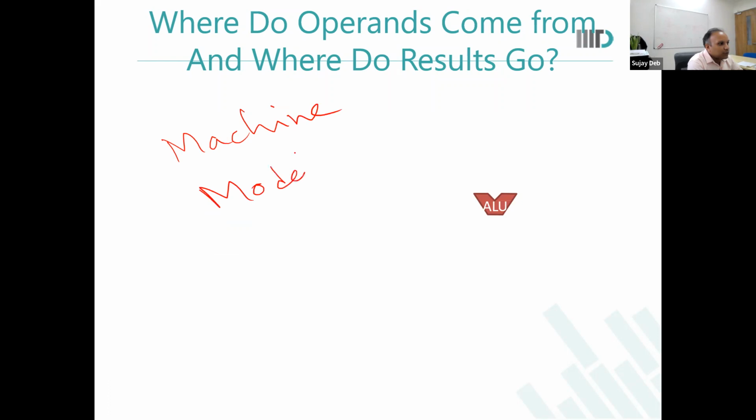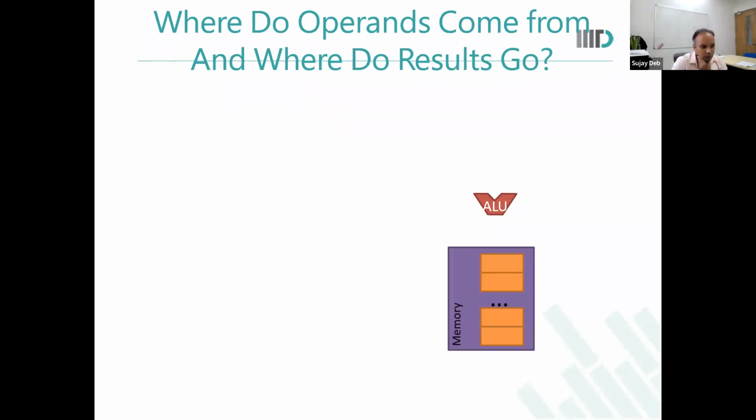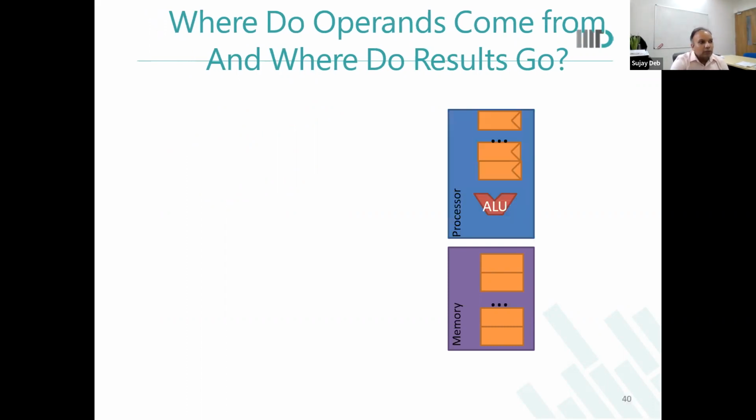So machine model basically specifies or answers this question: where your operands are coming from and where your result is going. So we know that we have this ALU. ALU will be in our CPU, adjacent to the CPU there will be memory from where we have to get the data and the instruction. And around the ALU, there will be, let's say, register files.